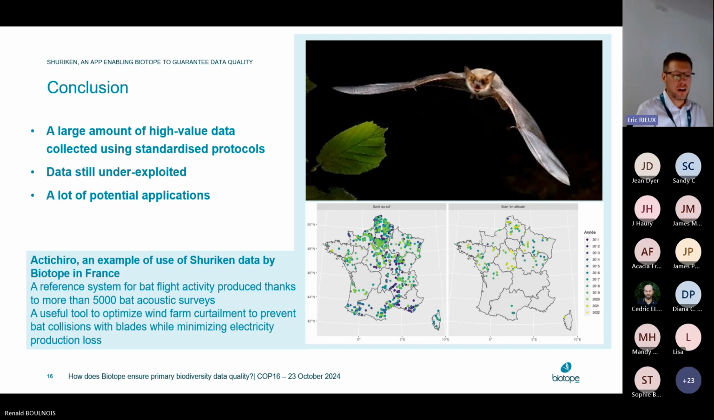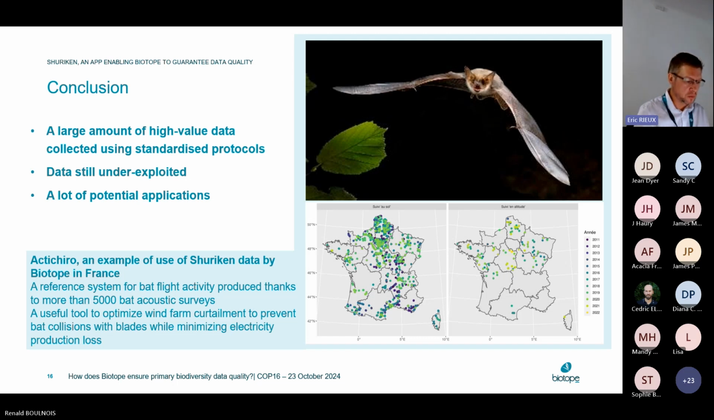Such a dataset may have a lot of potential applications. One of them, based on our big amount of bat recordings, both at the level of the ground and in altitude, based on a measure of maps. We gather a lot of information about activity of the bats, and this allows us to provide risk maps for the installation of wind power plants, wind farms in the French territory.